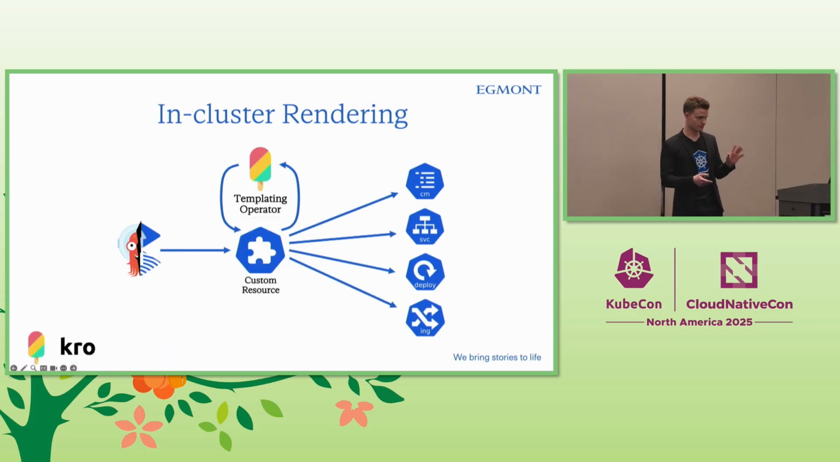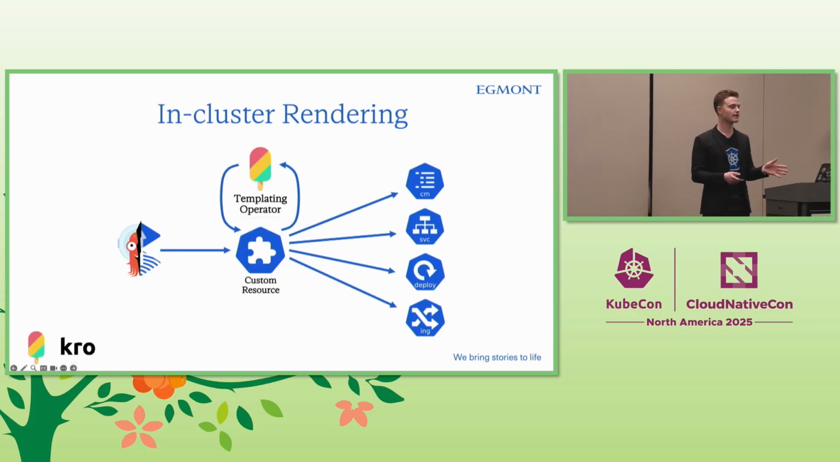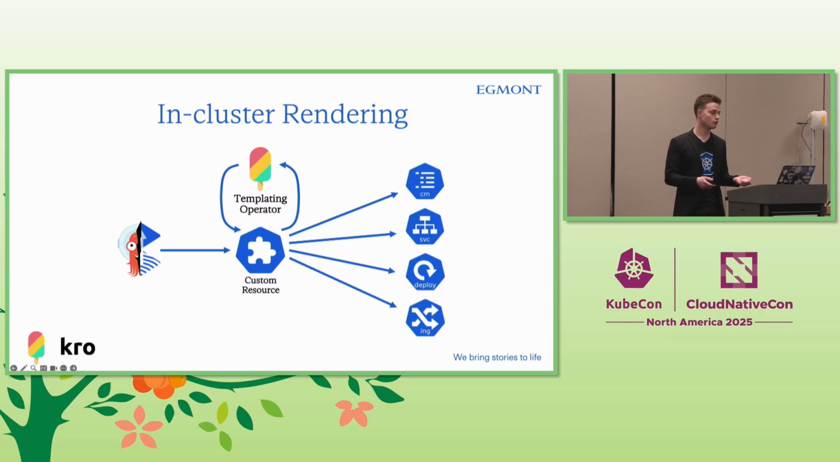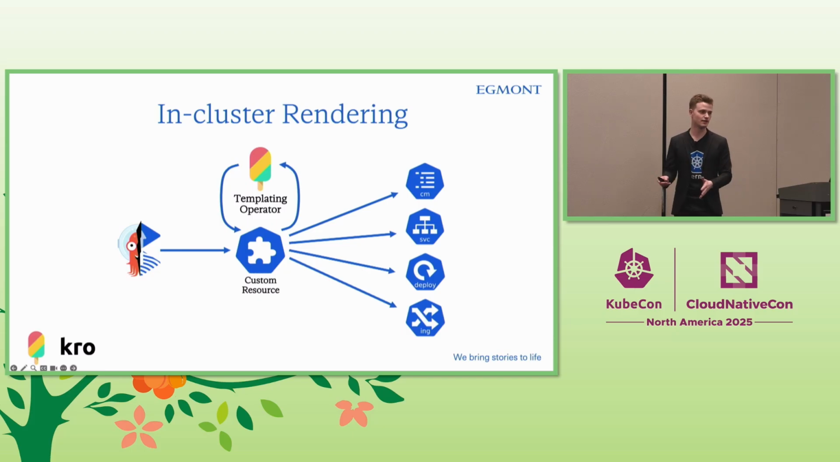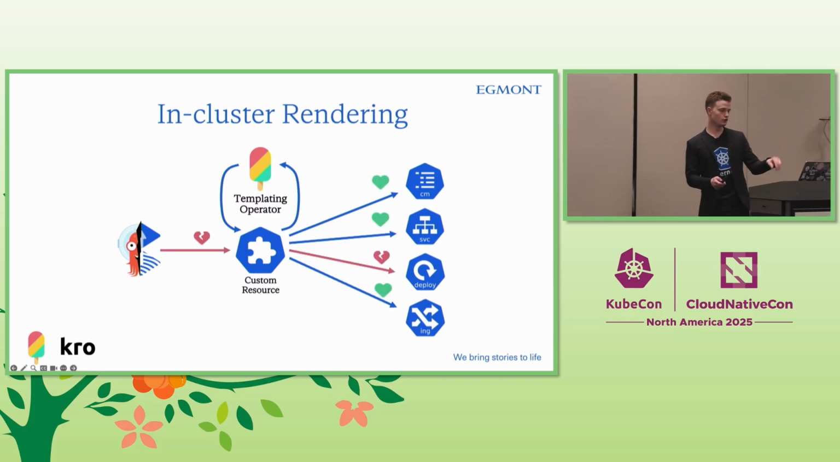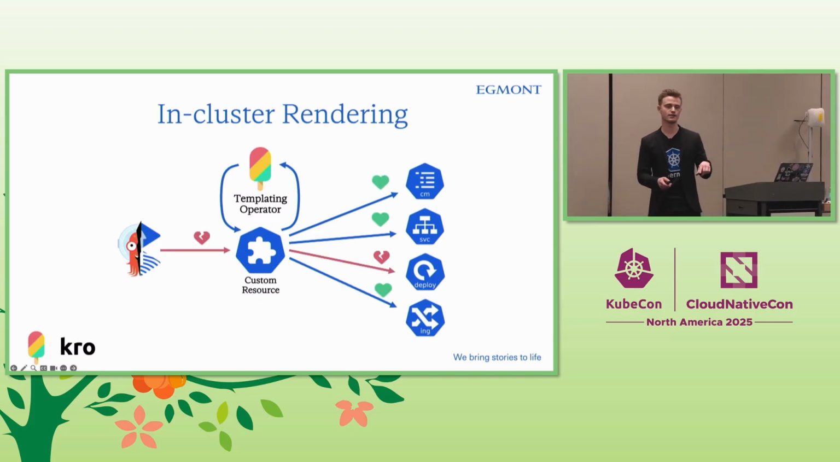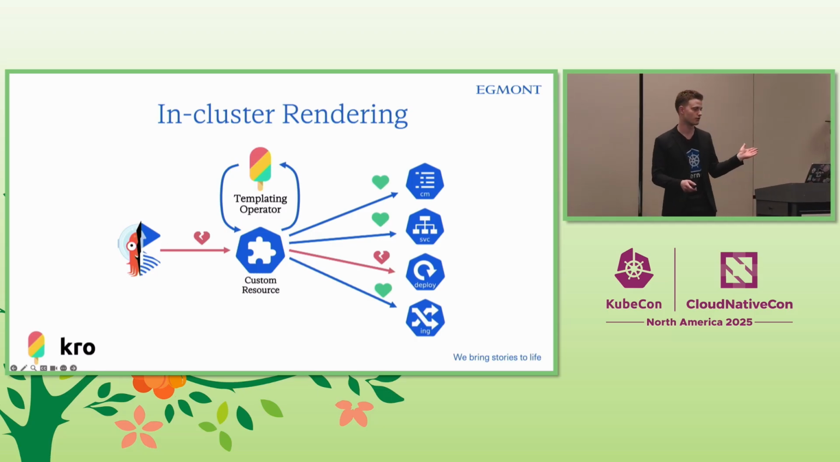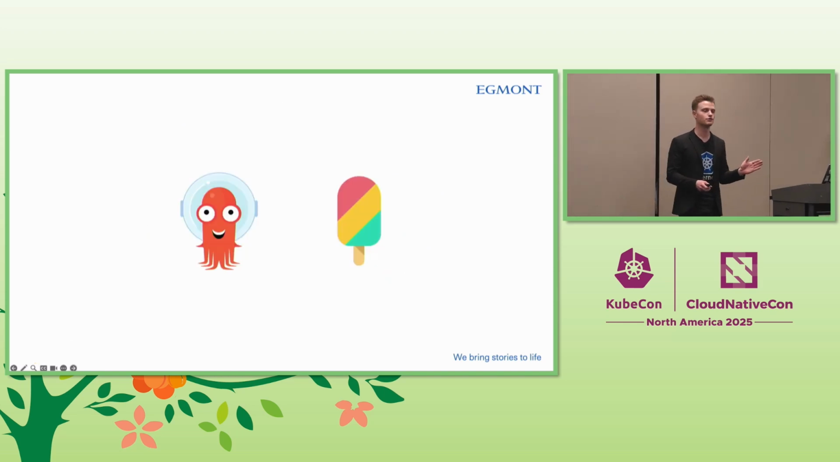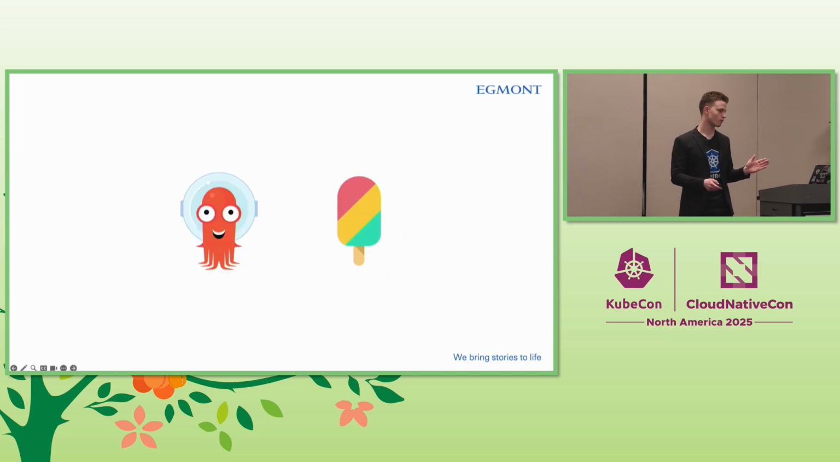But this is more difficult in in-cluster rendering, because now you have added a middle step here where you are creating these custom resources from your GitOps operator, and then it's up for the templating operator to generate the rest. So in this case, you need to ensure that the failing pods inside the deployment, that information is correctly being propagated up through the custom resource and into the GitOps operator. And this is not as simple as it may seem. I'll show you an example using Argo CD and Crossplane.